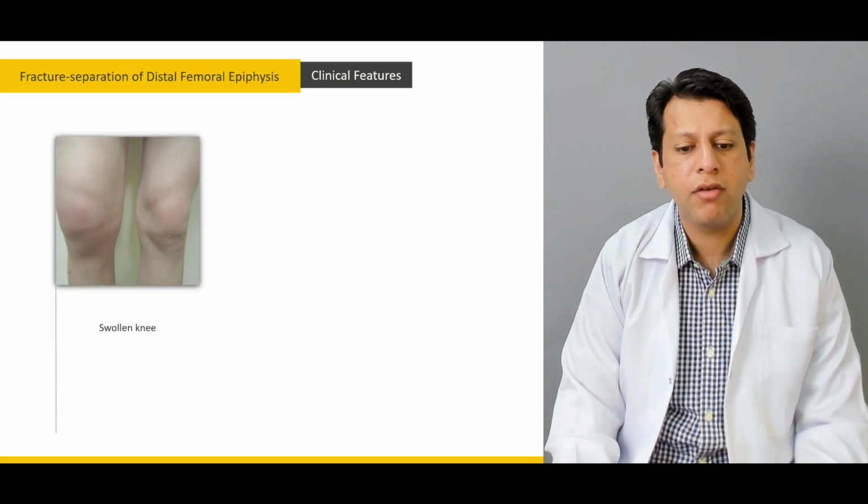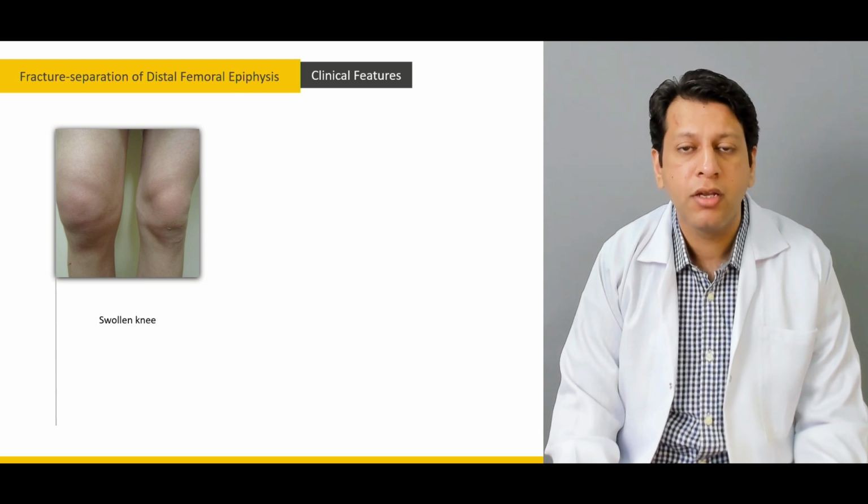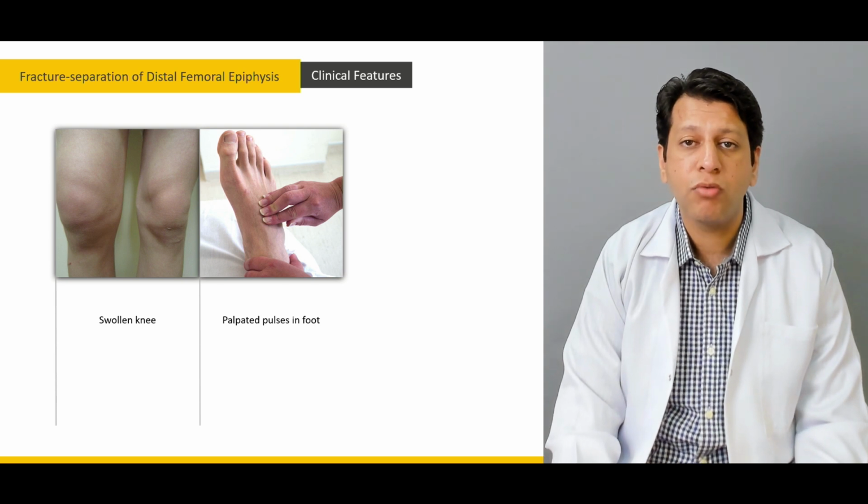Now coming to the clinical features, usually the child would be limping, and would complain of a swollen knee. There would be a history of some form of injury as well. There is almost always an associated injury, a fall or a history of RTA.